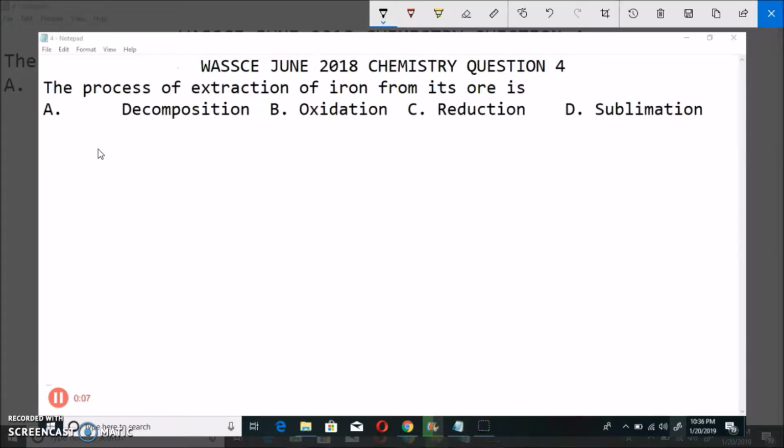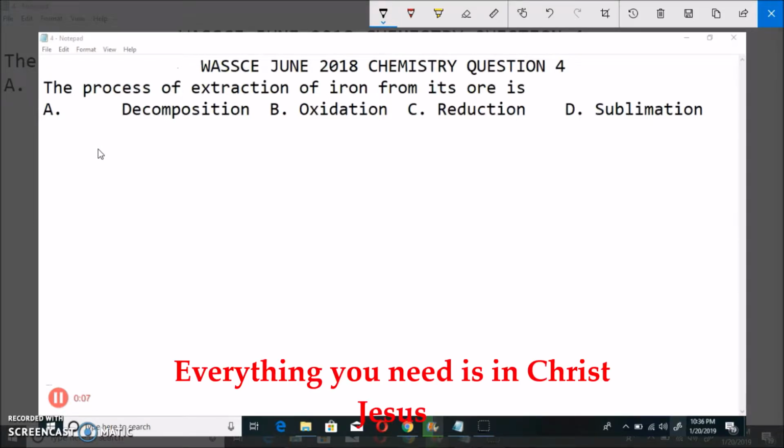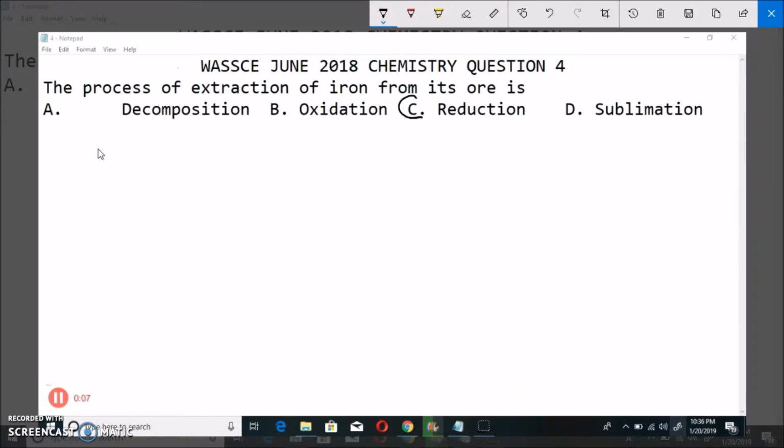The process of extraction of iron from its ore is: option A, decomposition; B, oxidation; C, reduction; D, sublimation. The answer to this question is actually reduction. Now, why is it reduction?